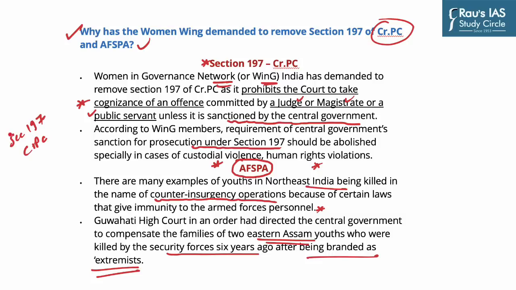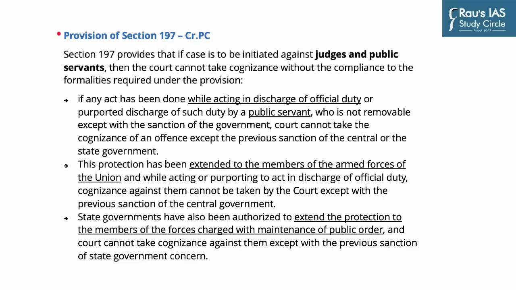Now, to summarize this, you can say that section 197 of CrPC stops the court from taking cognizance or taking legal action against a public servant, against judges, or against armed forces personnel if there is any action done by them in discharge of their official duty. And similar protection has been provided by section 3 of the AFSPA. Now let us look into details of the provisions of section 197 of CrPC.